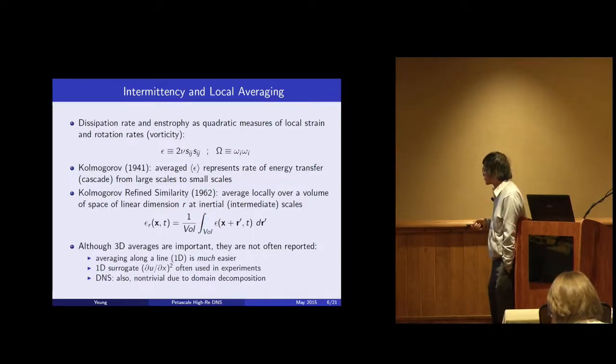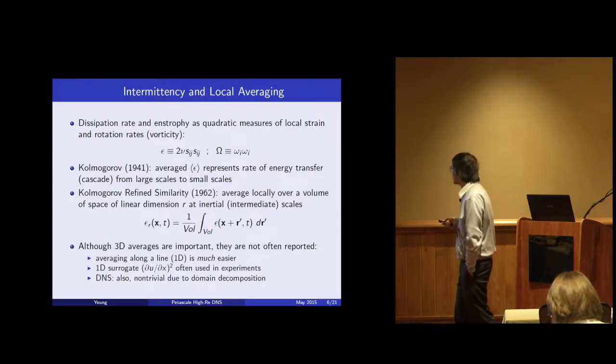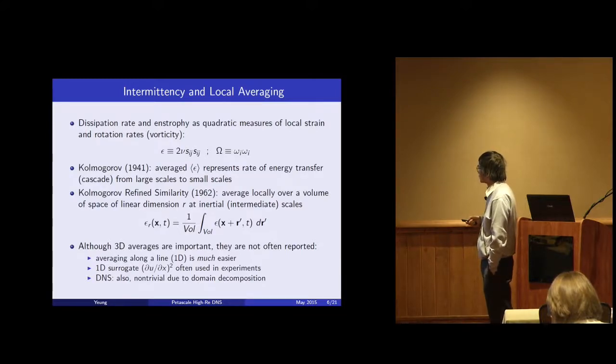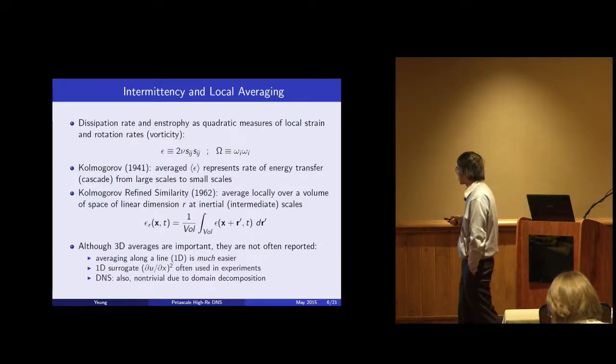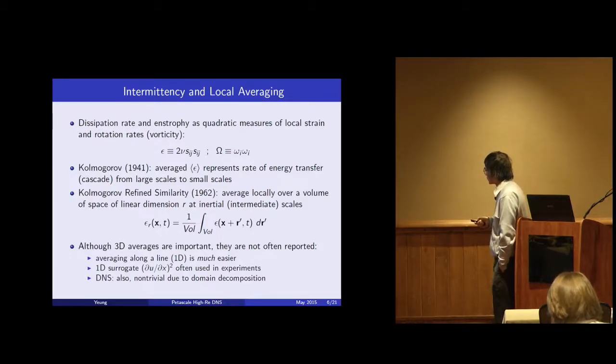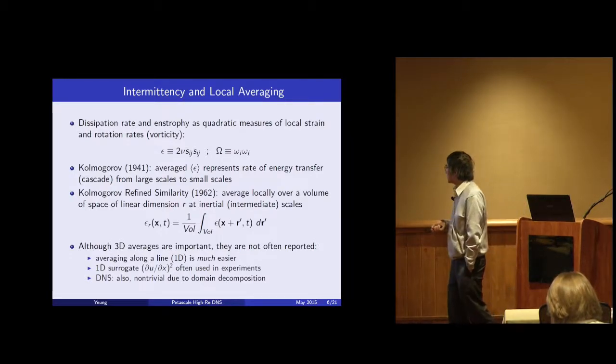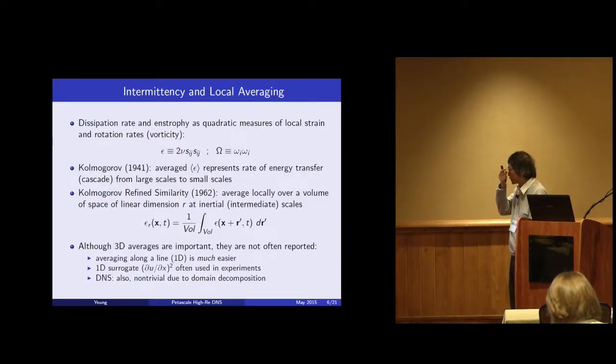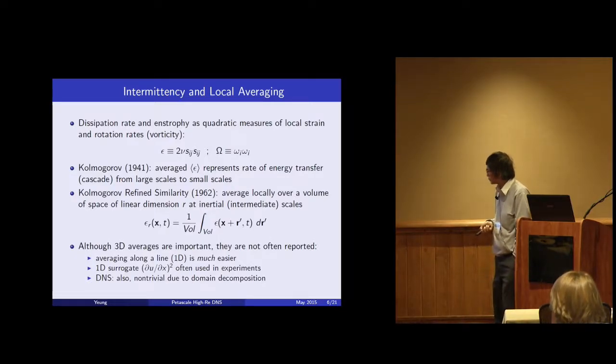But the story is not quite right. So Kolmogorov 1962 suggests that we should take a look at the statistics of epsilon, the dissipation rate, as a random variable, and we try to measure and average it over a volume of linear dimension r at some intermediate scale. So this integral is a volume integral divided by volume, and this of course means that the averaging has to be done over a three-dimensional volume, which is important but not easily done, and therefore these are not readily reported in either experiments or even in the macro simulations.